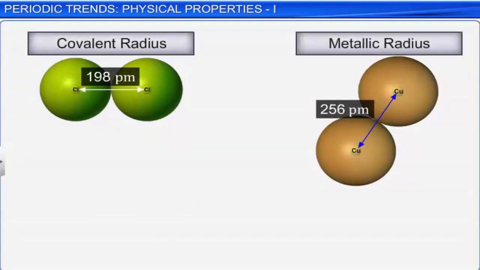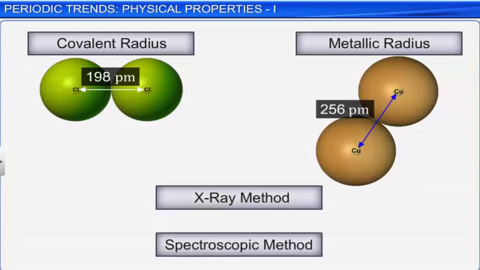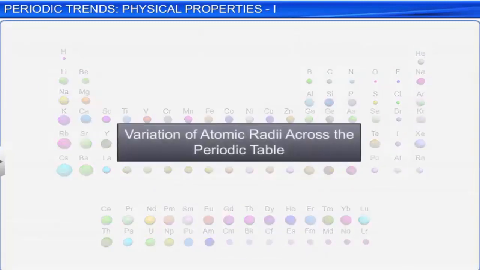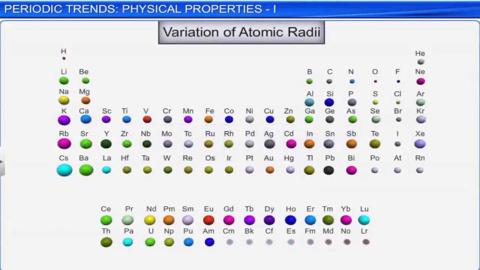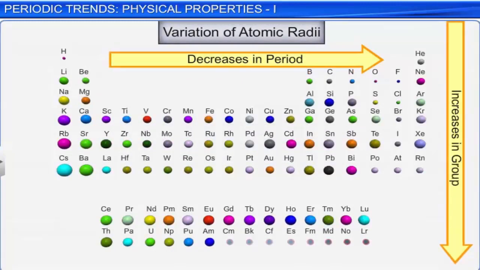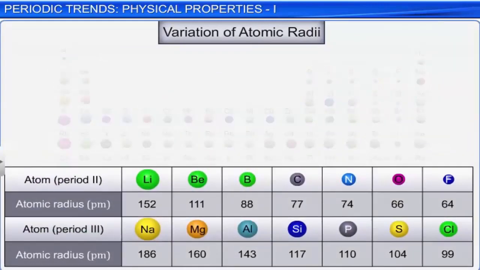Let us now see the variation of atomic radii across the periodic table. Generally, atomic radius decreases across a period and increases as we go down a group. The table lists the atomic radii of a few elements from the second and third periods of the periodic table. A decrease in atomic size across a period is due to the increasing effective nuclear charge with increase in atomic number.